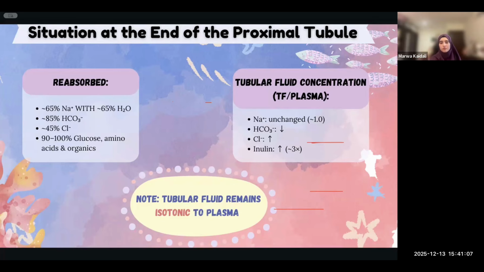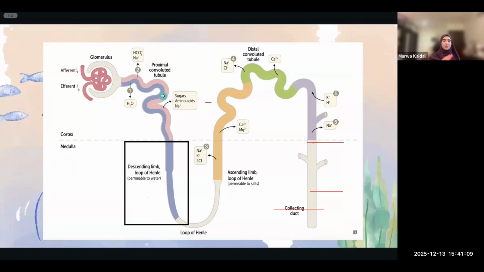Okay. So now, good job, guys. We're done with the proximal tubule, which I would say was, I feel like, the most tense part. Now we're going to move on to the descending limb.